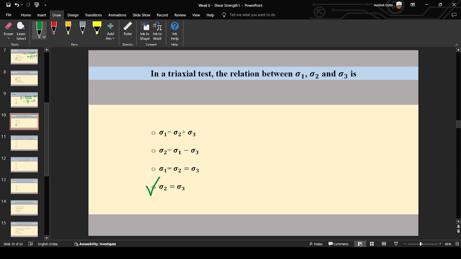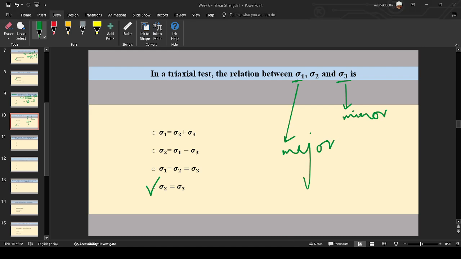It is given in a different way. It is placed in the triaxial testing machine and surrounded by water on all sides, which gives an equal amount of pressure from both the axes. Hence, the intermediate principal stress is equal to the minor principal stress, or we can say sigma 2 equal to sigma 3. We have only two stresses, that is sigma 1 the major and sigma 3 the minor. Okay, I hope it was clear. I'll go to the next question.